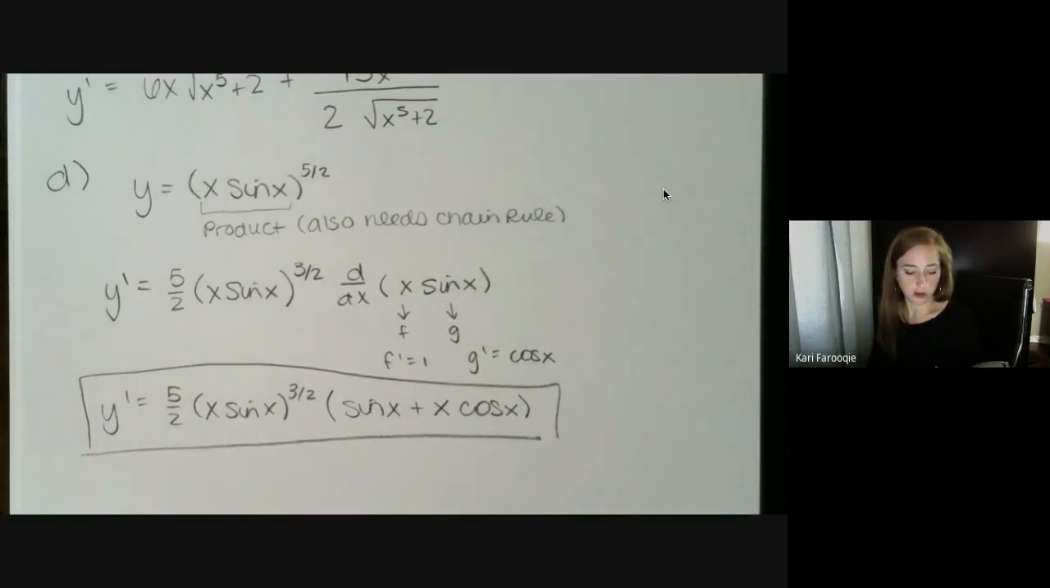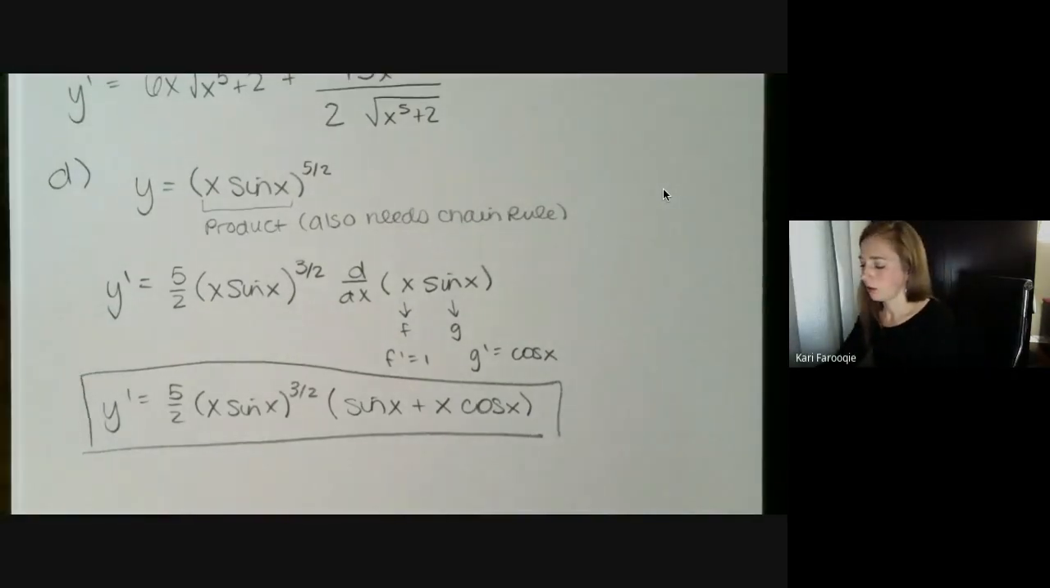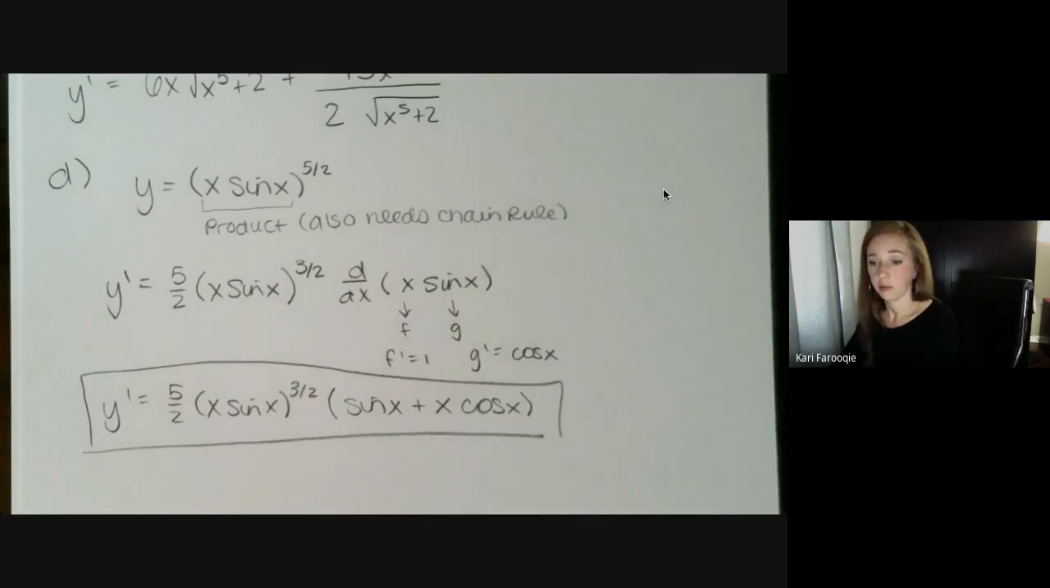Okay, so that was your little mini breather away from the implicit derivatives, which we're about to get back to. Okay, now. All right. Questions on D before I get back into these implicit derivatives?